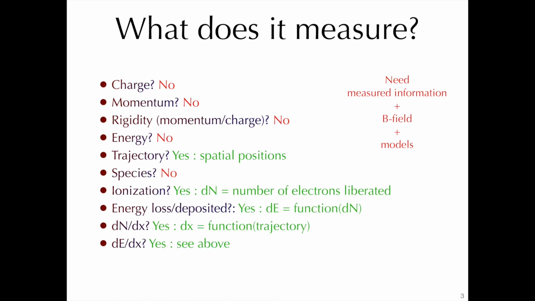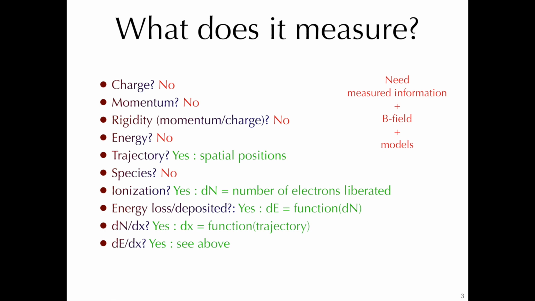On slide 3, I've tried to list what it is that the TPC really does measure. And in fact, by itself, the TPC does not measure the charge of a particle. It does not measure the momentum of a particle, or the rigidity of a particle, or the energy of a particle. What the TPC does measure are space points of the path of a particle through it, and that is its trajectory. And if we combine that trajectory with information that we know about the magnetic field that the particle is going through, then that can help us figure out what the rigidity or momentum is.